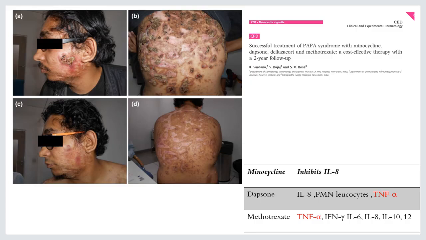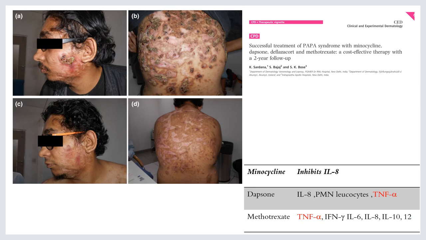So this was the index case. We published this paper a few years back. In those days, we did not have JAK inhibitors, and biologicals were very costly. So we combined three commonly used drugs to target the commonly involved cytokine axis in this particular condition. And of course, this patient improved. So you can treat a patient without even giving biologicals.